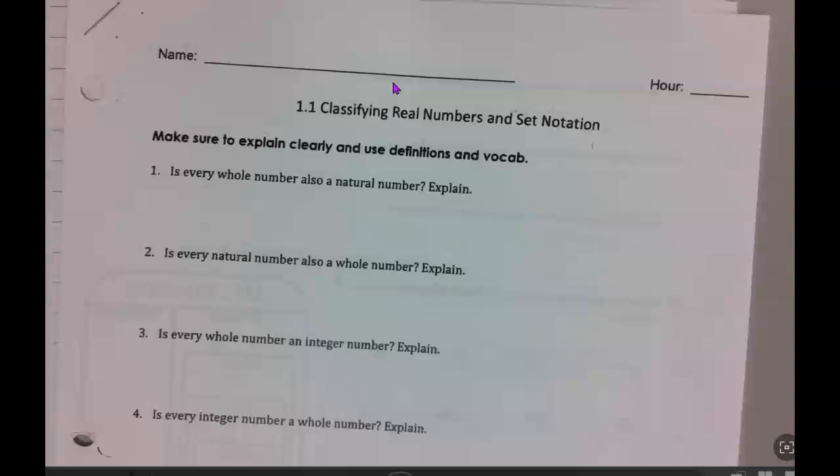So is every whole number also a natural number? Is every whole number a natural number? Yes or no? No. No, why? The zero. Because of zero. Very good.